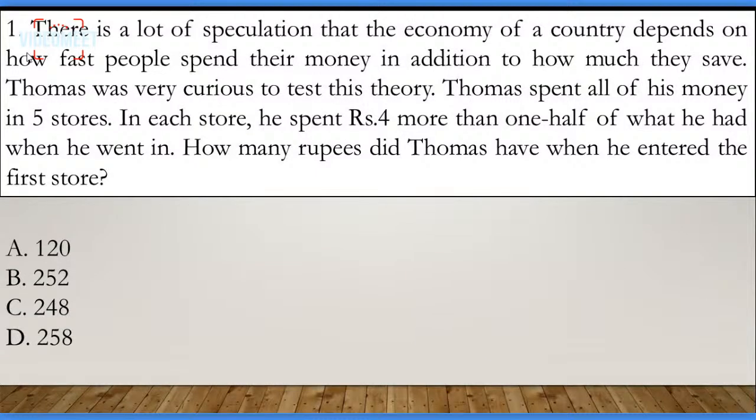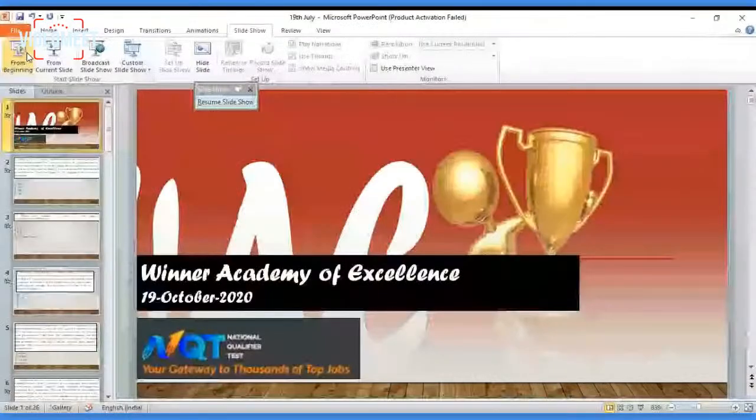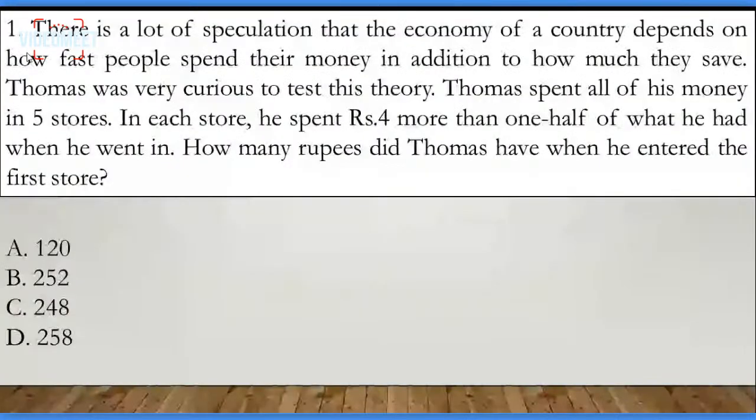Please try to solve. I will give you 2 minutes to solve this problem. There are two ways to solve this problem. First way is to solve by using options. According to the question, in each store he spent rupees 4 more than one half of what he had when he went in. Suppose that he has 120 rupees at the starting.